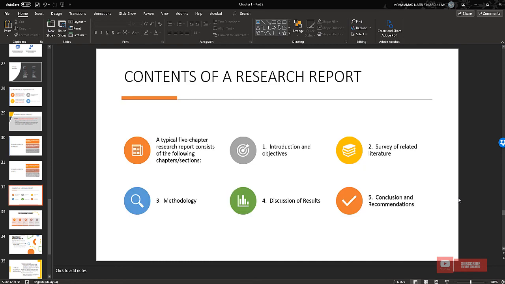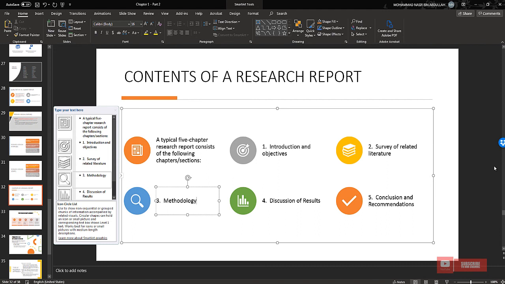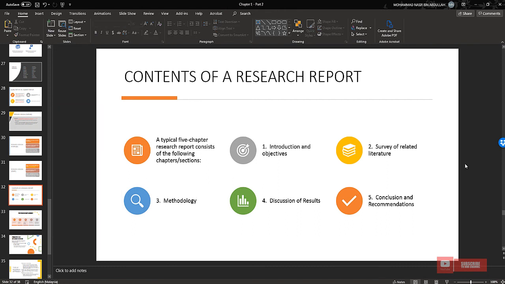Next is the content of a research report, what we need to do when you are trying to develop a research report. There are five typical chapters. The first chapter is introduction and objective. The second chapter is a survey related to literature, which is the literature review. You need to review some literature, and specify the methodology to achieve the objective. This is basically the research process. Then the discussion of the result, and last is conclusion and recommendation.